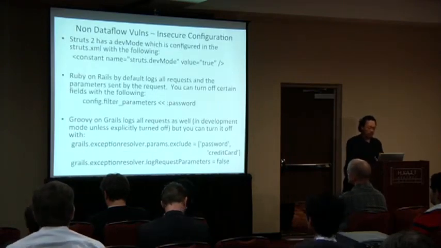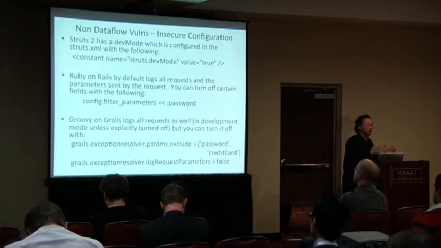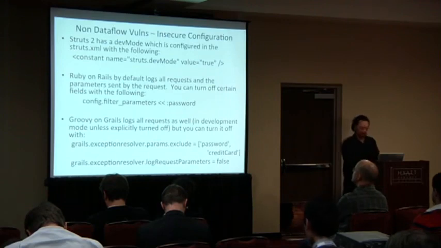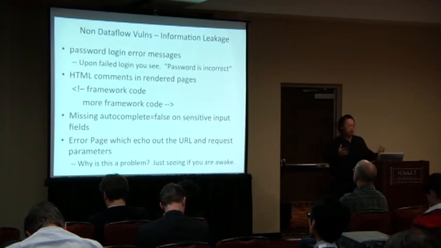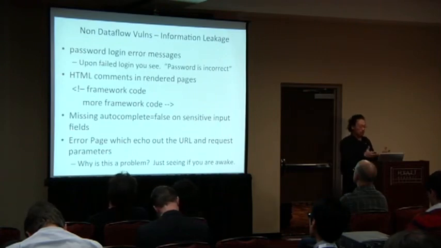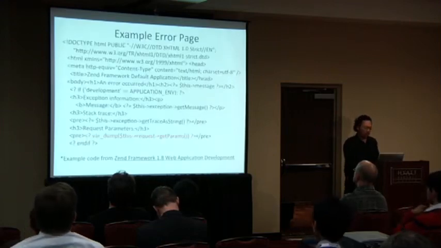I'm trying to run through this. So in insecure configuration, there's a lot of these frameworks that by default will log passwords and other sensitive information. You've got to turn that off, okay? And then a lot of the frameworks by default will leak information in the error pages or in other locations, in the comments of the code.